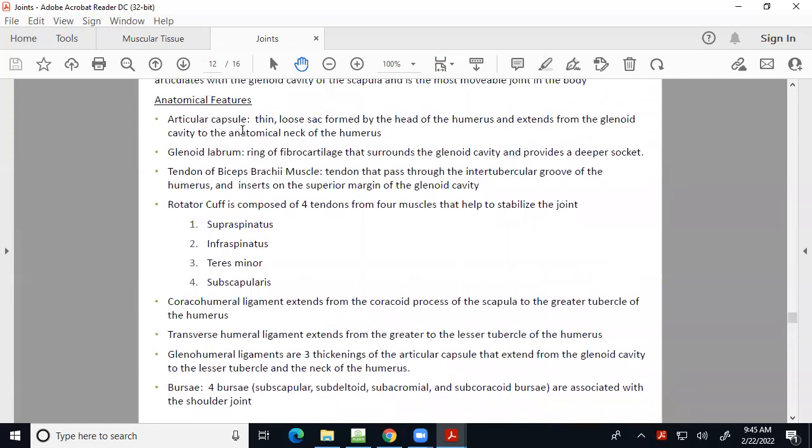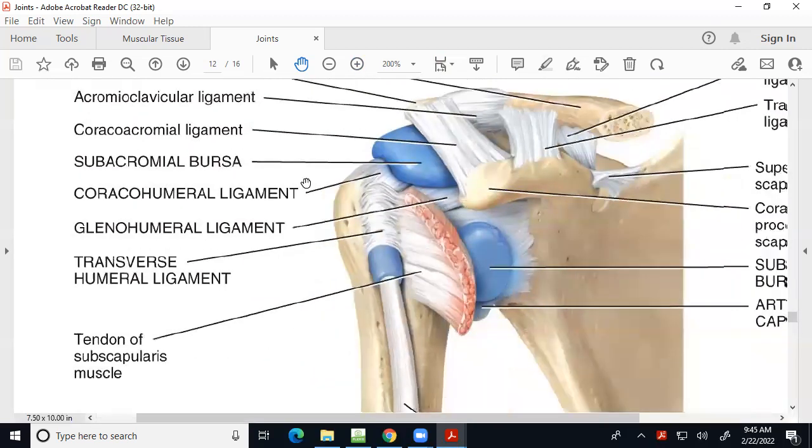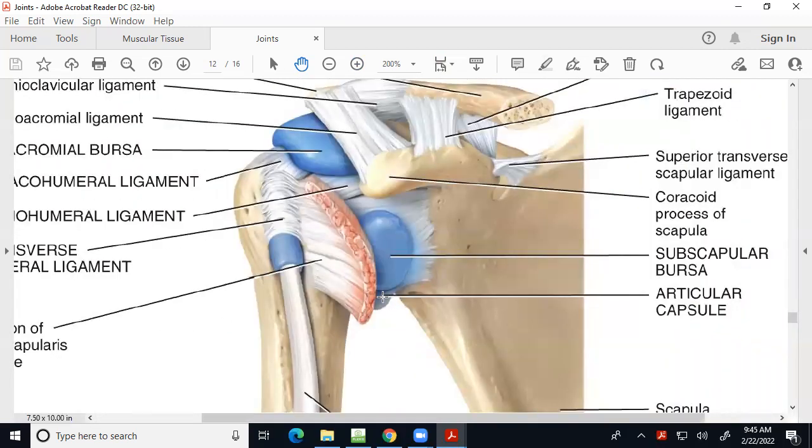First thing I want to talk about is the articular capsule, a thin loose sac formed by the head of the humerus extending from the glenoid cavity to the anatomical neck of the humerus. Not that you really need to know all that nitty-gritty detail, but I do expect you to be able to identify it. And if I zoom in, you can see where it's pointing right here. Which kind of drives me nuts that they would label it there, because you see all of this white surrounding this blue bubble. This white material, that's all the articular capsule as well. I don't know why they put the arrow there when it's a lot more visible up here.